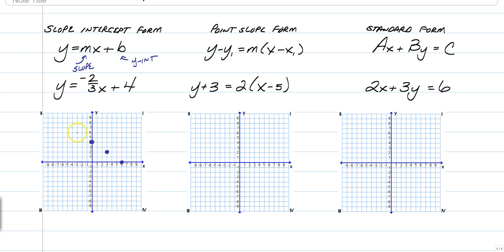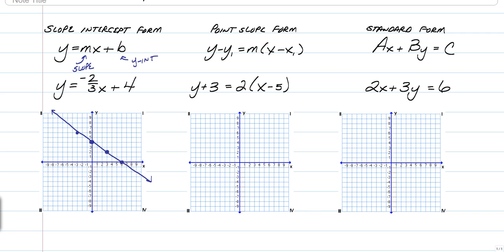You can go up 2 and left 3 if you want. Just remember, when you read a graph left to right, if it's falling, it has a negative slope. If it's increasing, then it has a positive slope. So this makes perfect sense, going down 2 over 3.